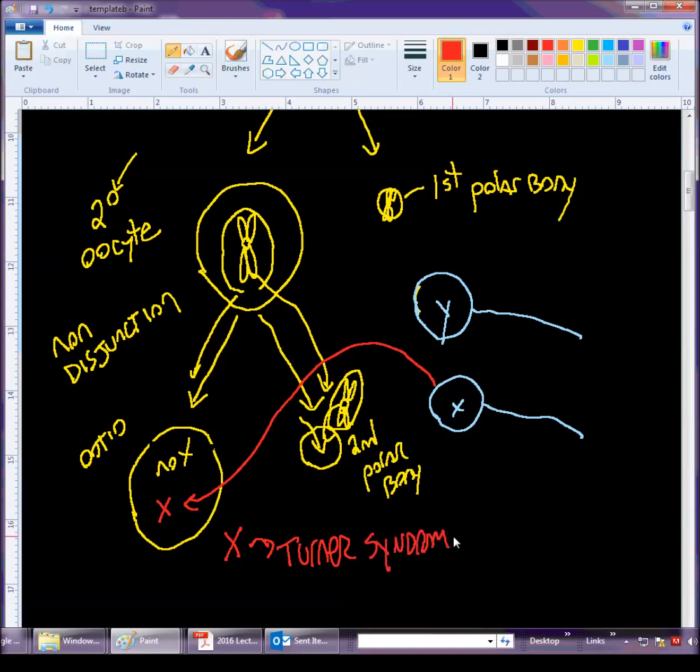Okay, so those are examples of how non-disjunction can lead to either Klinefelter or Turner syndrome. You might be wondering what happens if this is fertilized by the Y chromosome. Well, it turns out that zygote would be inviable, so it wouldn't survive. A zygote needs at least one X to survive, so just a Y chromosome would be lethal.